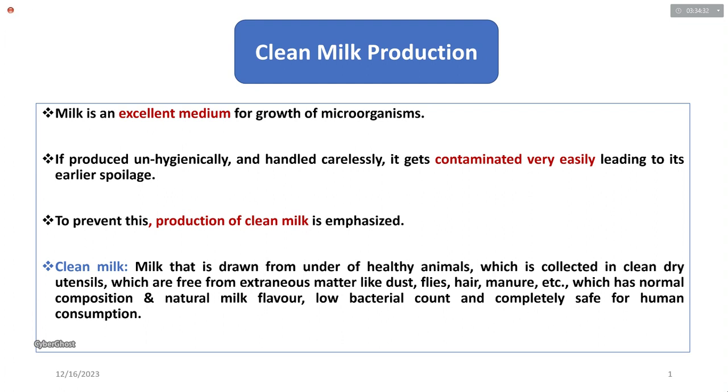So when it comes to milk, right? It is one of the excellent sources for the growth of microbes, because it is a highly nutritious substance. It contains lots of proteins, vitamins, minerals, and fats, right? Sugar, which means carbohydrate, which contain lots of nutrients, right? So what happens if we produce milk in unhygienic conditions, right?